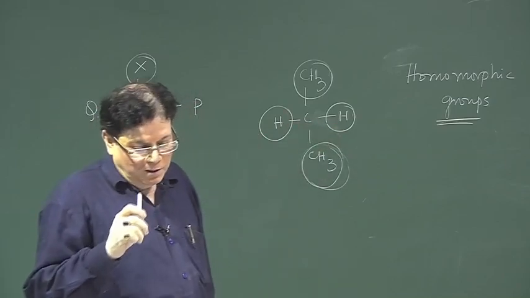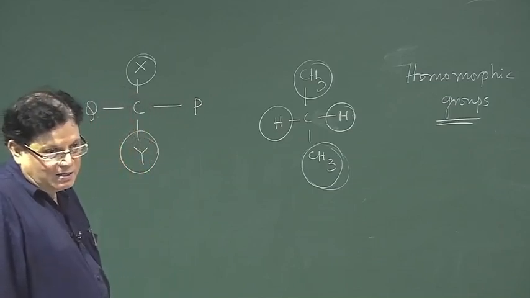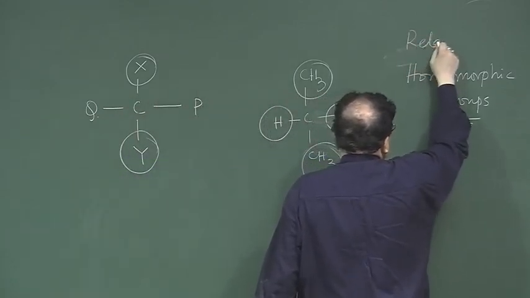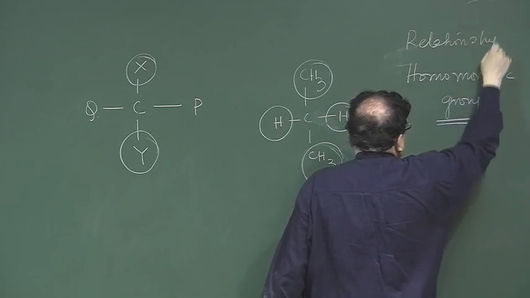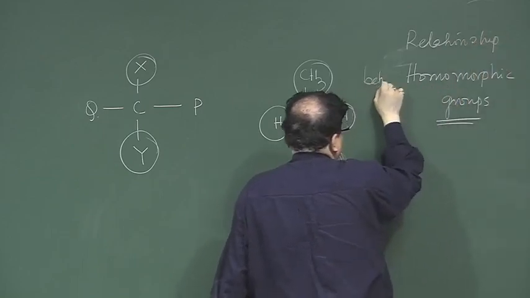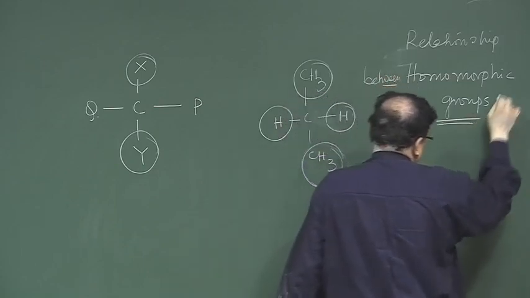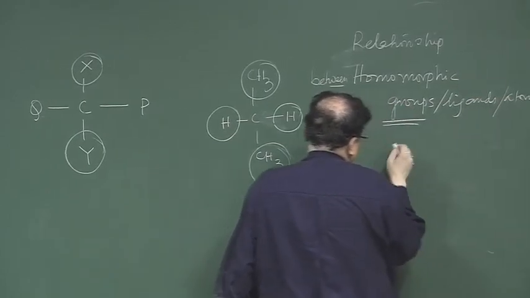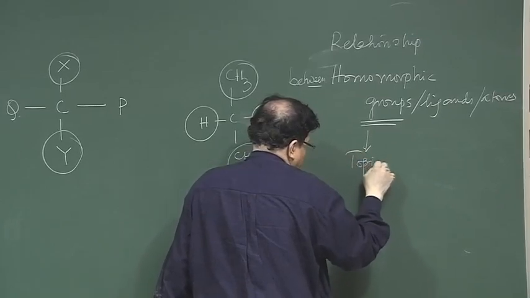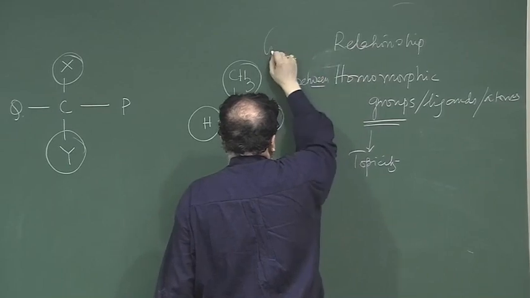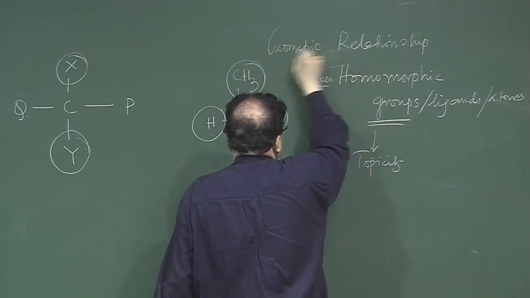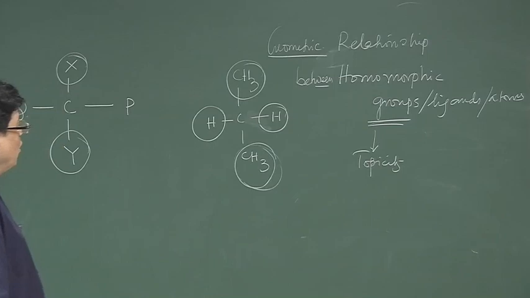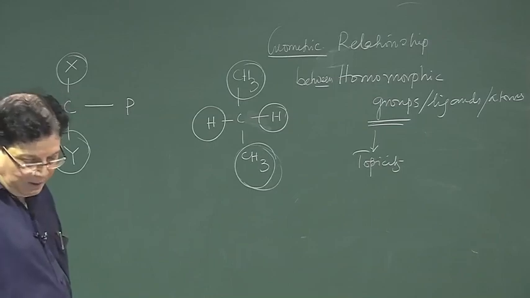Now, we want to know the relationship between these ligands, and this relationship is what is called topicity. So, the relationship between homomorphic groups or ligands or atoms, whatever, it could be just atoms, that is what is called topicity. What type of relationship? Geometric relationship, or you can say stereochemical relationship between the homomorphic groups or ligands or atoms. Okay.